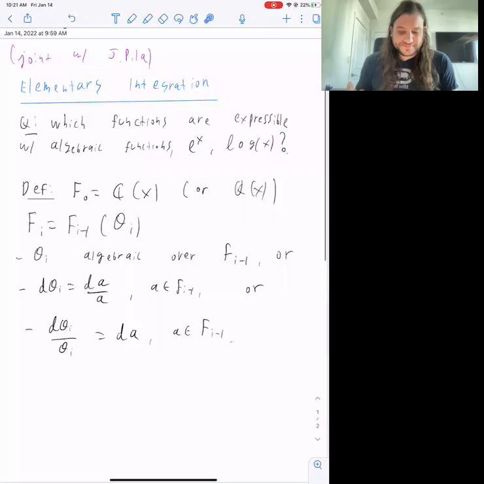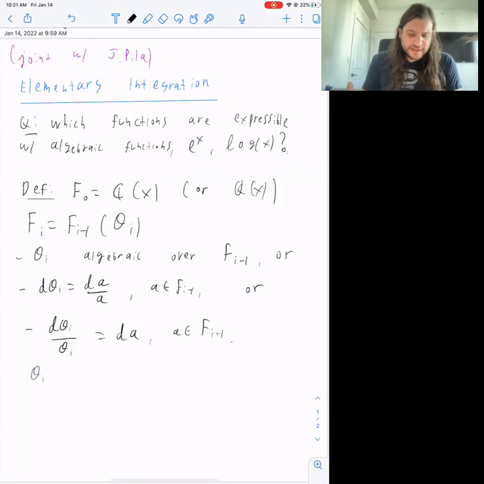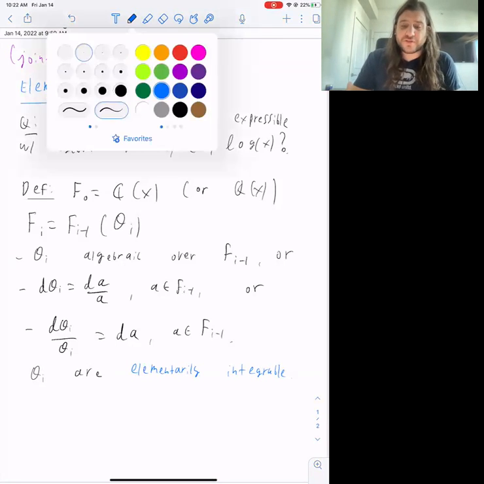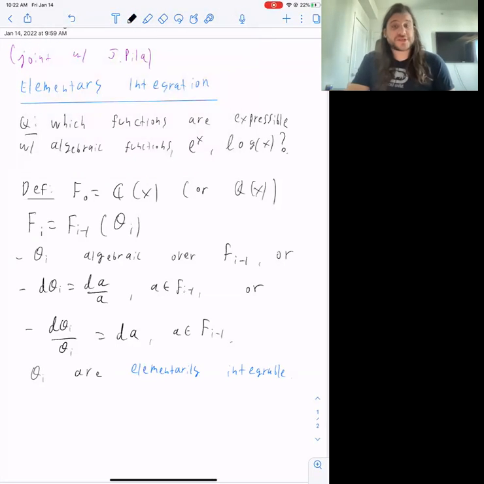Fantastic. All right, and if we have something like this, we see that all these functions theta I are elementarily integrable, or elementary. Okay, so that's a lot of functions, and you can ask a lot of different questions about this collection of functions.